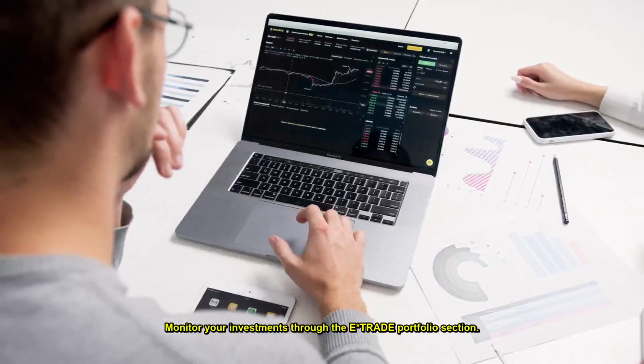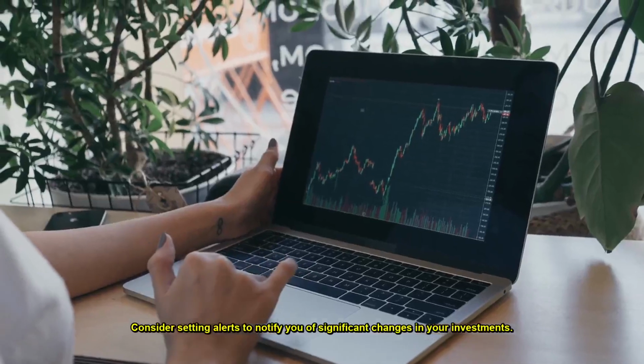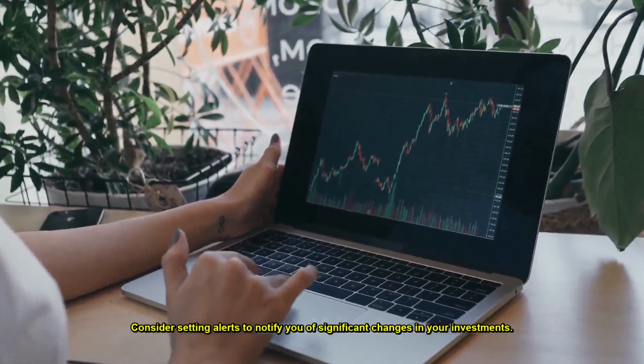Monitor your investments through the eTrade portfolio section. Check for updates on price changes, news, and performance metrics. Consider setting alerts to notify you of significant changes in your investments.